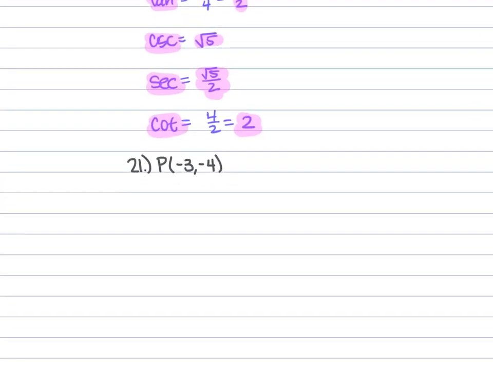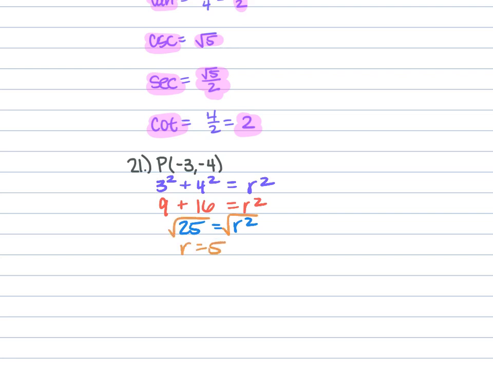Our a is the 3, our b is the 4, so we're going to do 3 squared plus 4 squared is equal to r squared. 3 squared is 9, 4 squared is 16, 9 plus 16 is 25. If we take the square root of both sides here, our r is 5. So x is 3, y is 4, r is 5.